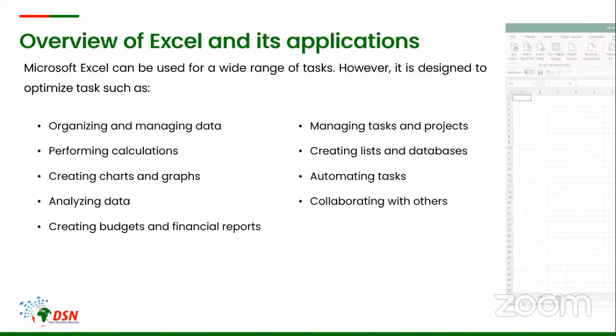So here is a brief overview of Excel and its application. What can we use it for and how do we use it? We can use Excel to organize and manage our data. We can use Excel to perform calculations. We can use Excel to create charts and graphs. Charts and graphs are pictorial ways of looking at our data, of visualizing our data to understand it better. We can use Excel to analyze our data. Analyzing our data includes sorting it, filtering it, pivoting it.